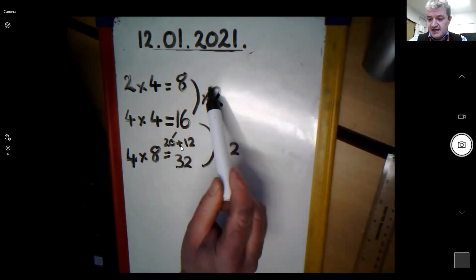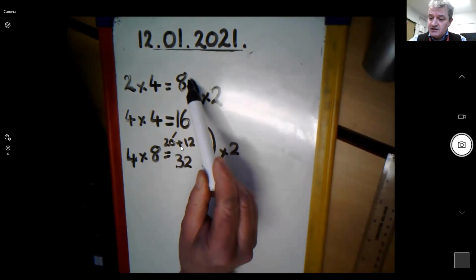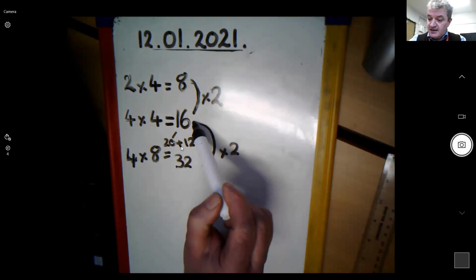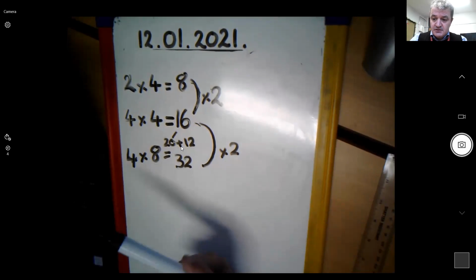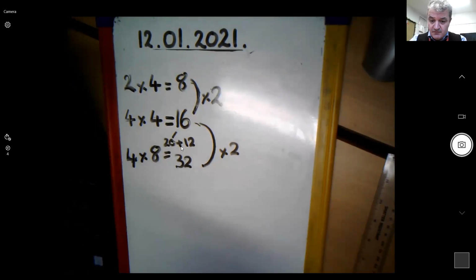I'm really using my 2 times table here. 2 times 4 is 8. 4 lots of 4. I don't need to know my 4 times table, I can just double the answer. And then I double the answer again to get 4 lots of 8. Okay, so I can do 2 times 4, 4 times 4, 4 times 8.